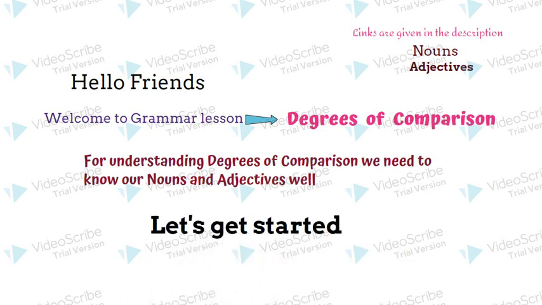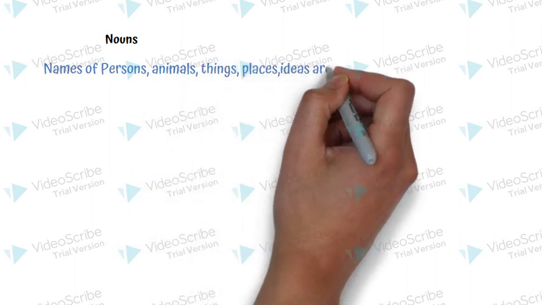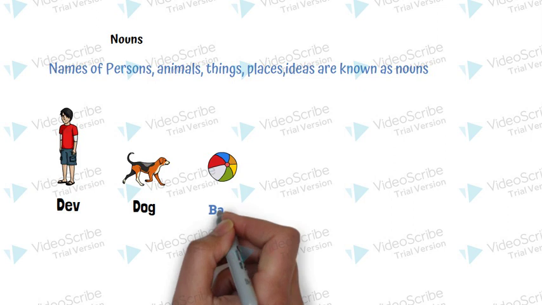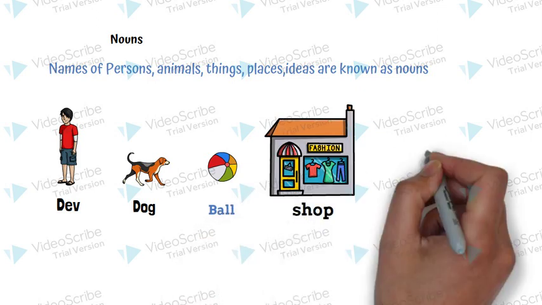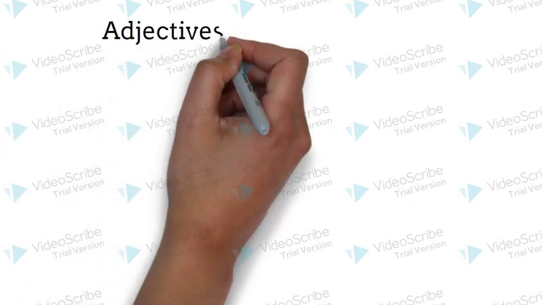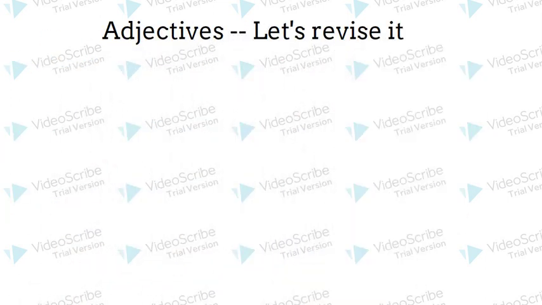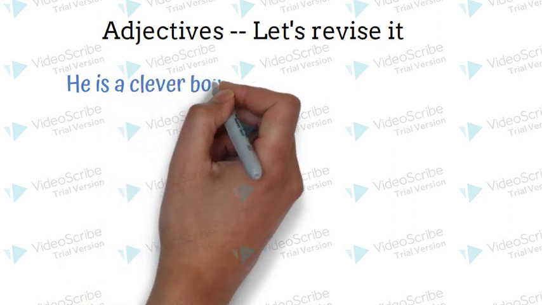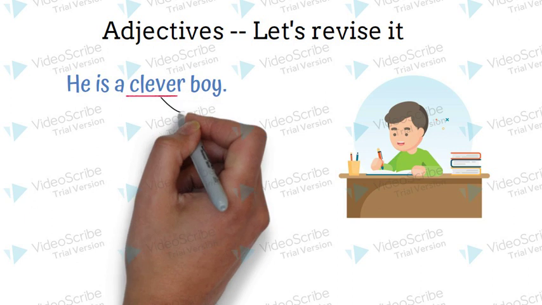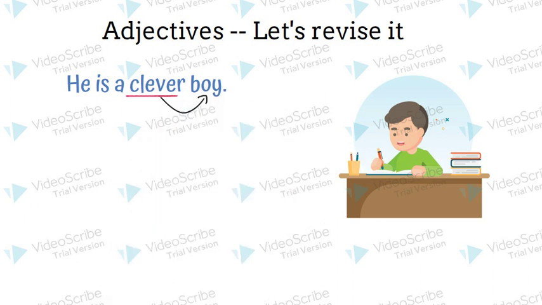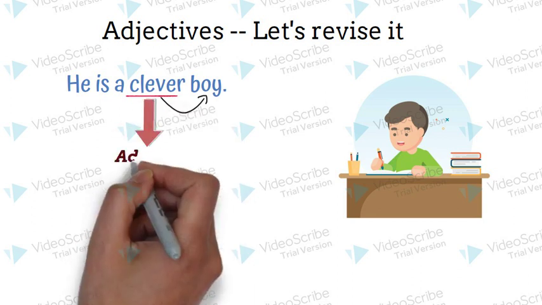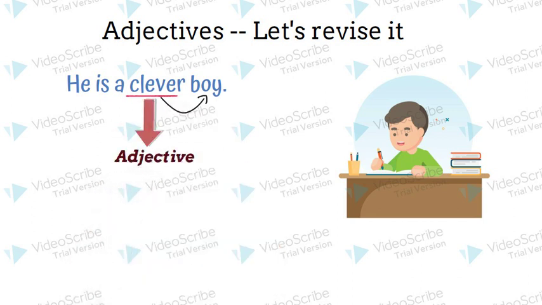Okay, let's get started. Kids, we know that names of persons, animals, things, places and ideas are called nouns. And we have also learned what adjectives are. Let's revise it. Look at this sentence. He is a clever boy. Here the word clever tells us more about the boy, or it describes the noun. So clever is a describing word and is called an adjective.